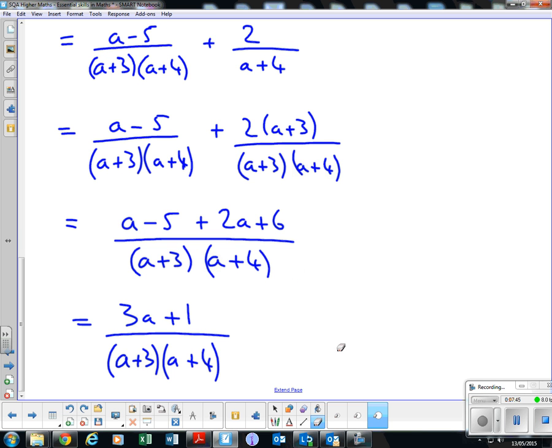Right, so have a go at exercise 7 from the Essential Skills chapter.